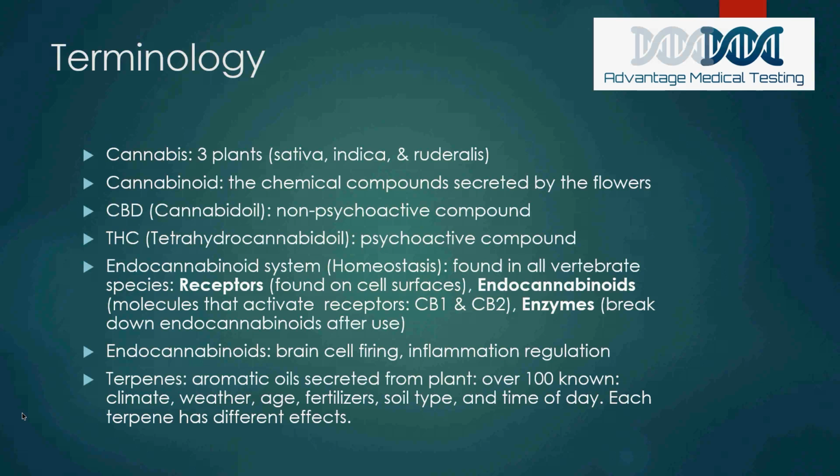Another thing we want to talk about today is terpenes. Think of terpenes as an essential oil, because there's pinene and there's linalool. There's all kinds of different ones out there, hundreds of them. And these terpenes are actually aromatic oils that are secreted along with the cannabinoids from the plants.